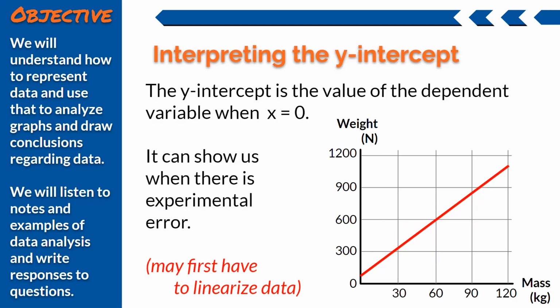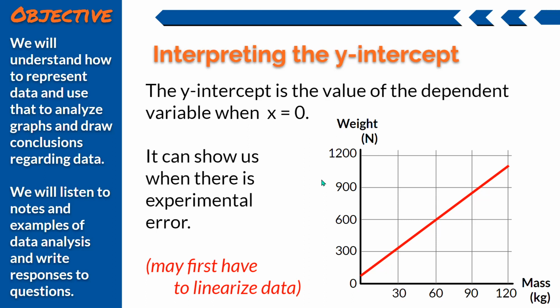All right, so we've talked about slope, we've talked about area. Let's go ahead and talk about y-intercept. The y-intercept is the value of the dependent variable when x equals 0. So it's where it crosses my y-axis. It can show us when there is experimental error. And again, if you have data that is not linear, you need to linearize it first before you start interpreting this. Okay, or you may need to linearize it first.